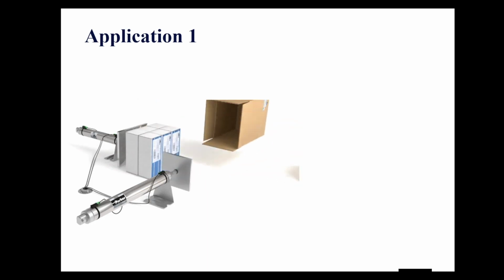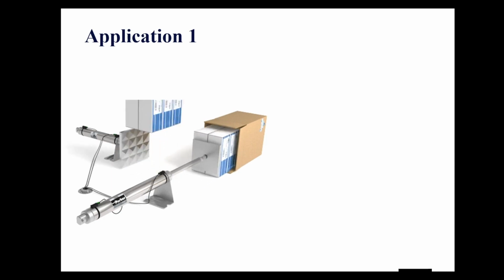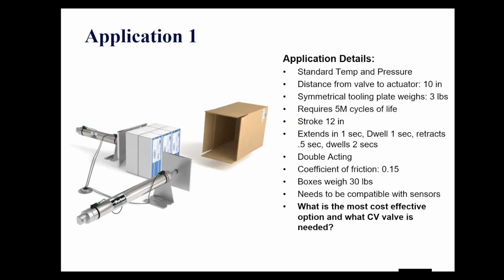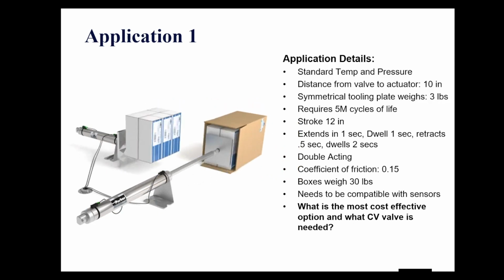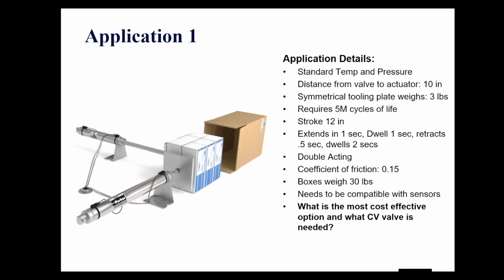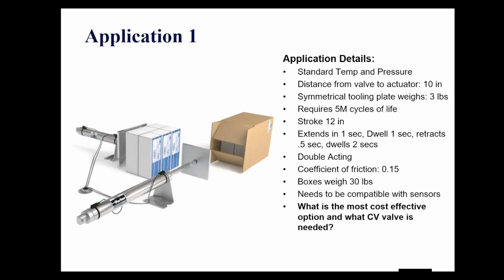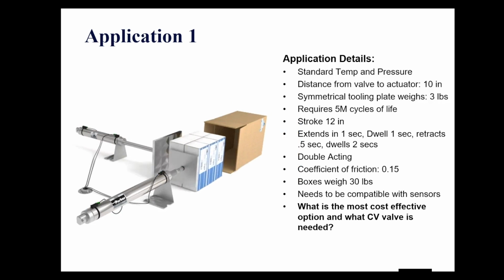So now let's walk through an example of an actual application and size it using the virtual engineering tool. So you have an application where two cylinders are extending and retracting and pushing boxes into another box. It's a standard temperature and pressure. The valve is mounted 10 inches away from the actuator. It's a symmetric tooling plate weighing 3 pounds at the end of the rod. You require 5 million cycles of life. The stroke is 12 inches.